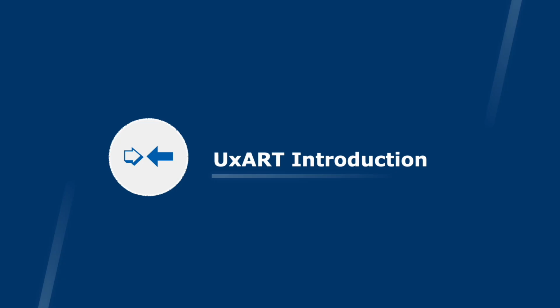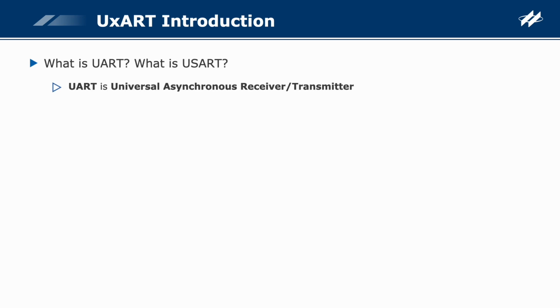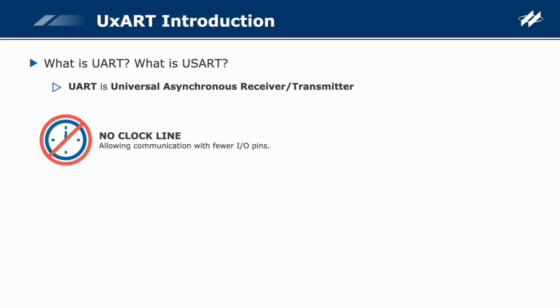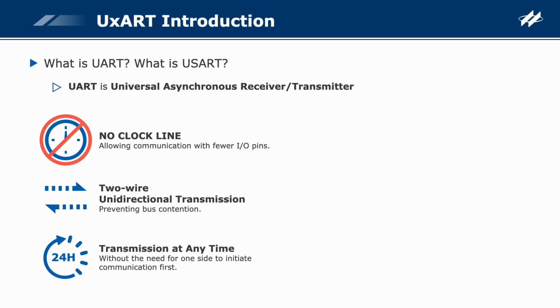UxART Introduction. UART and USART are two communication interfaces. UART stands for Universal Asynchronous Receiver Transmitter. It does not require a clock line, allowing communication with fewer I/O pins. Two-wire unidirectional transmission uses TX for transmission and RX for reception, preventing bus contention. Transmission is possible at any time without the need for one side to initiate communication.